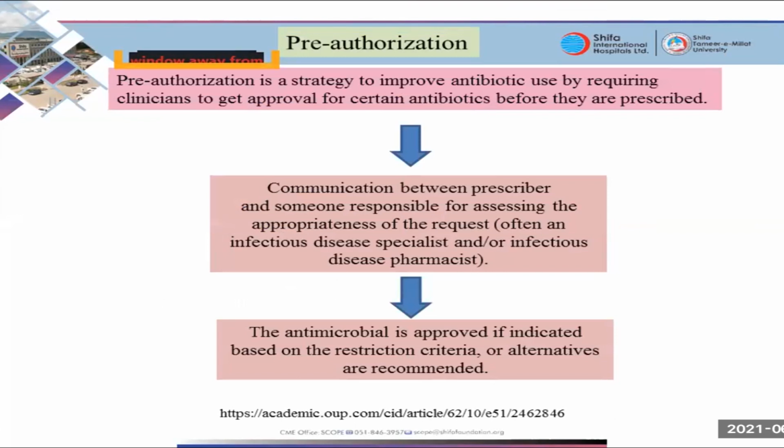So the first core strategy is pre-authorization. It means that you restrict the use of certain antimicrobials so that they are only dispensed by the pharmacy once they are reviewed and then authorized by either an ID physician or an ID pharmacist. The antibiotic would only be approved if it is appropriate and fulfills the criteria. Otherwise, the reviewer would suggest an alternative. Outcome studies with this strategy of pre-authorization have shown decreased antimicrobial use and decreased antimicrobial resistance.